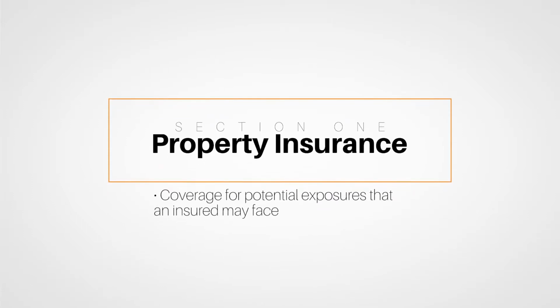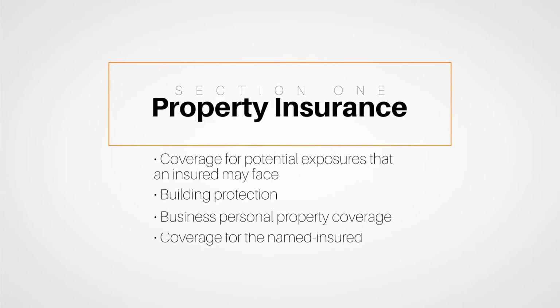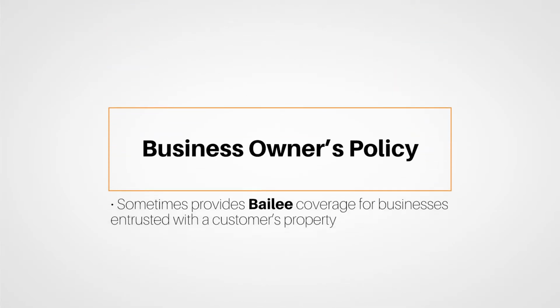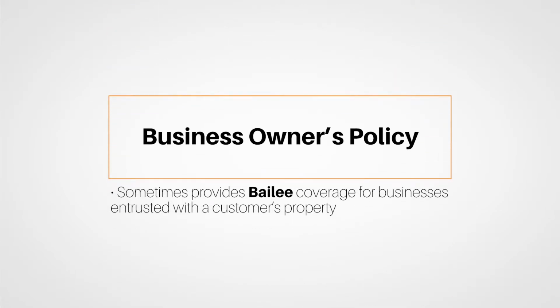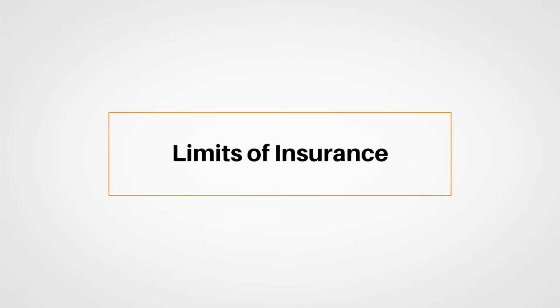We'll discuss the property insurance coverage section in these policies, known as Section 1 of the policy. The lesson explores coverage for all potential exposures that an insured may face, and includes information on building protection, business personal property coverage, and coverage for the named insured if there's a loss to property in their care, custody, or control. A business owner's policy can provide bailee coverage for businesses entrusted with a customer's property. We'll also cover how business owners' policies have standard dollar deductibles, as well as deductibles that are attached to other coverages within a policy. Limits of insurance will come up, as well as how they come into play depending on the type of coverage involved.